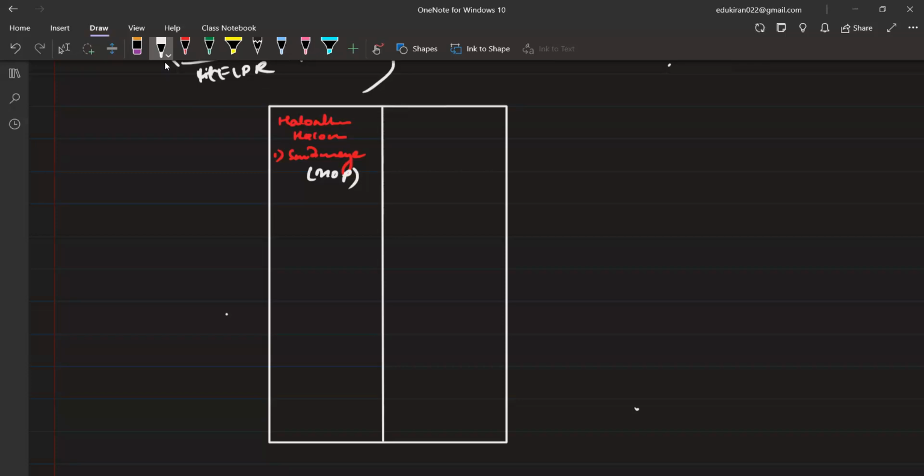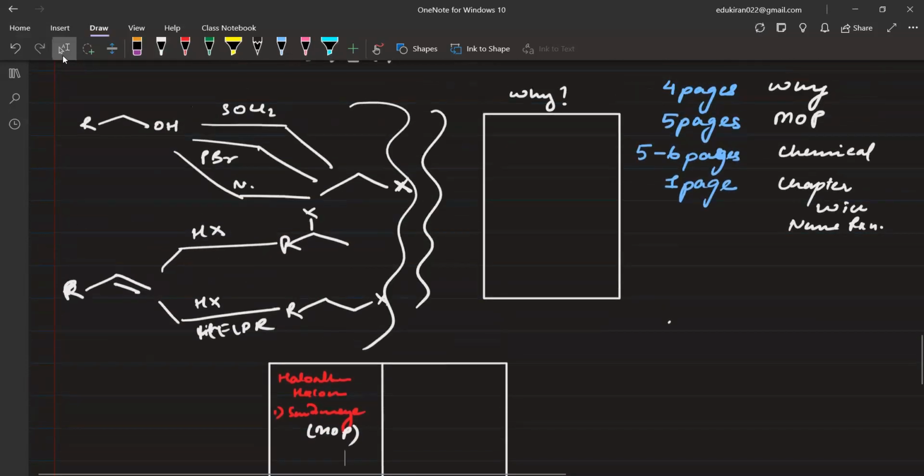But let us suppose you don't remember the Sandmeyer reaction. Then will you go to NCERT? Will you go to my notes? No. Where will you go? You will write MOP in brackets. That means you have to refer to the MOP page. You will refer to the MOP page of haloalkane, haloarene, and there you will see the Sandmeyer reaction. Is this clear? Yes or no?